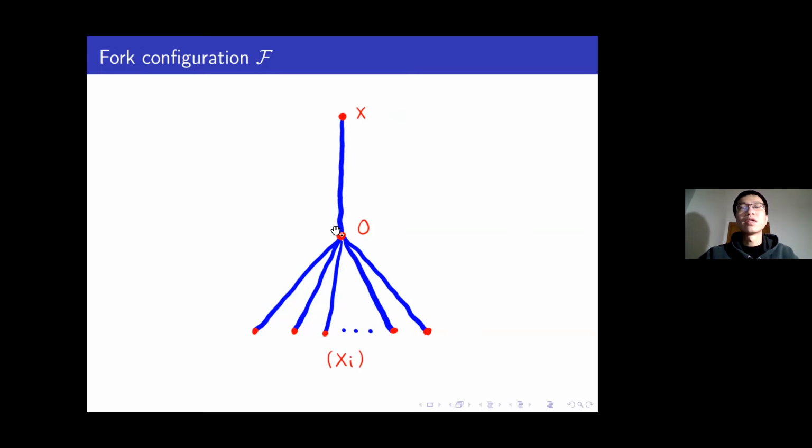And each edge has weight 1, so it's an unweighted graph. So the distance between X and O is 1, and the distance from O to each Xi is again 1. Okay, so this is now the fork F, a graph.